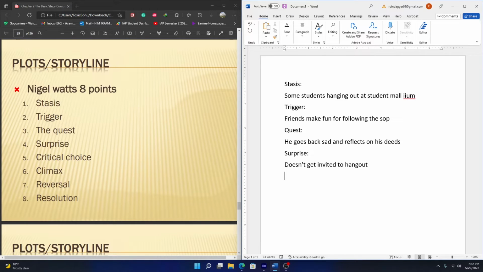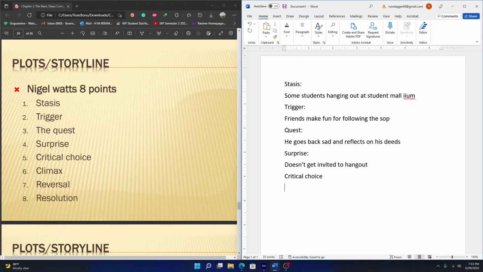So the next one is called critical choice. In this scenario, the critical choice will be like right now he's back at his room and he's thinking about what he should do because he's not getting invited to hangouts anymore, because his friends are thinking of him as a dork or nerd, because he strictly follows the rules and regulations of the university, because he wants to stay safe. But the others are taking the situation lightly, so they're not following the rules.